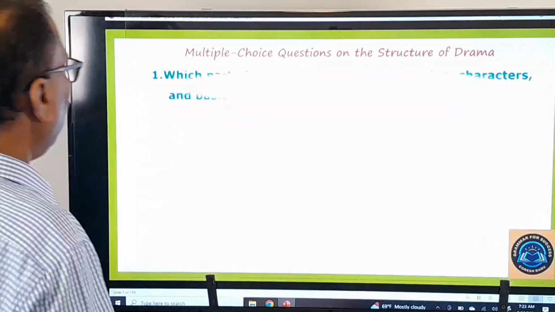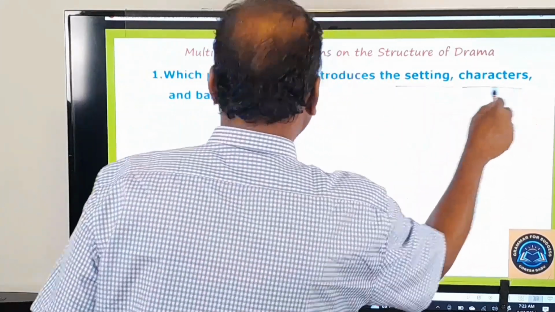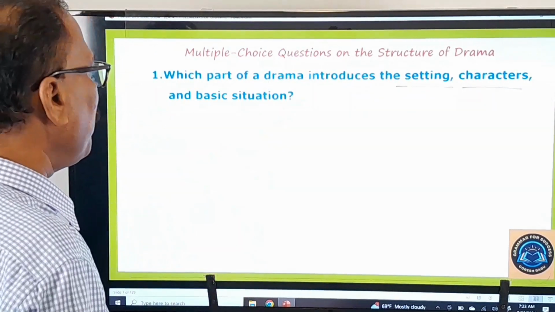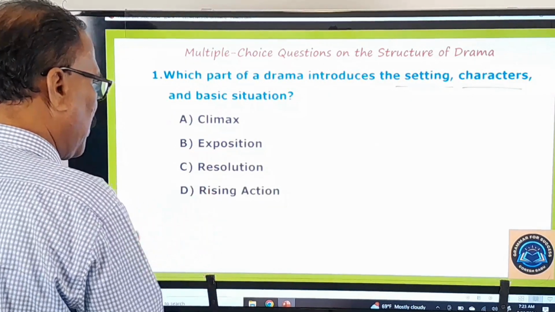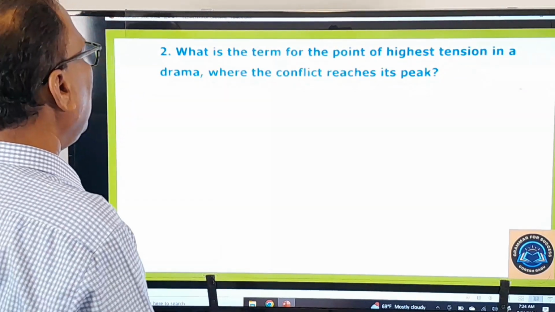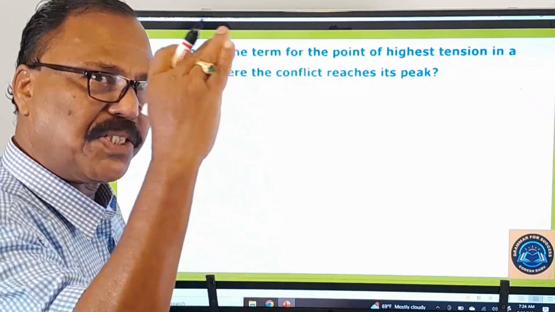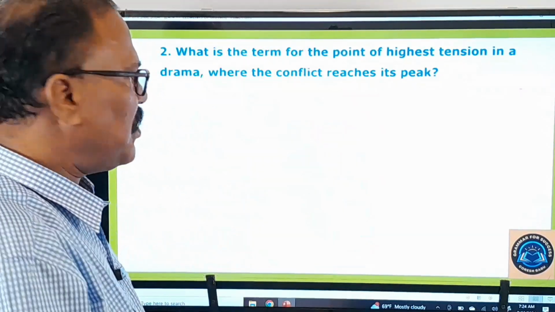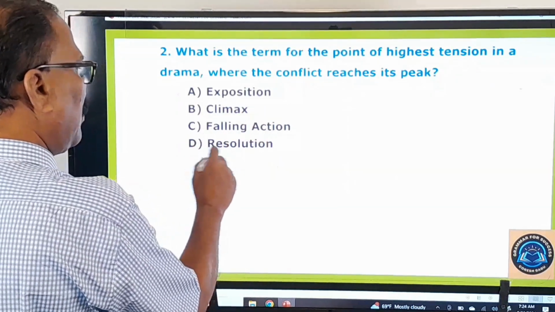You look at the first question: which part of a drama introduces the setting, characters and basic situation? Climax, exposition, resolution, rising action. What is the term for the point of highest tension in a drama where the conflict reaches its peak stage? Peak means the highest stage. What is that? Exposition, climax, falling action, resolution.